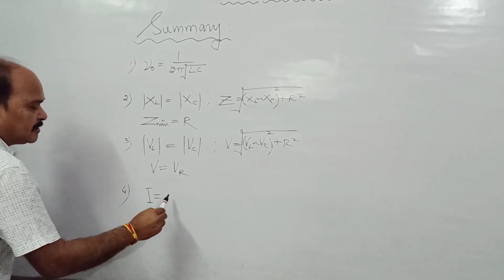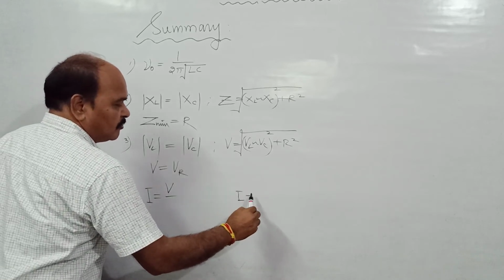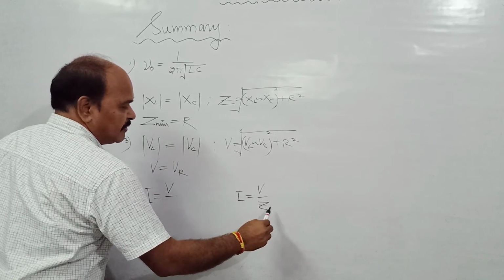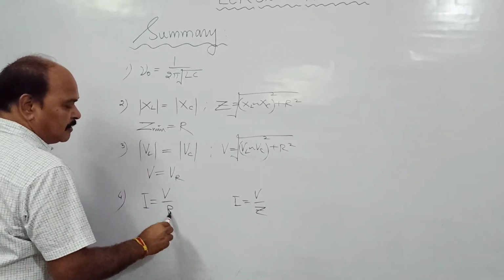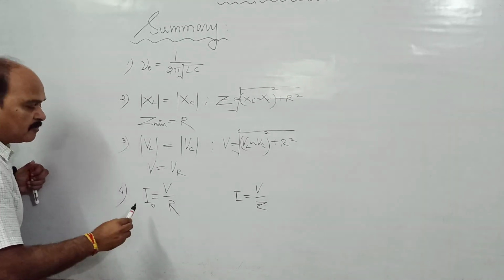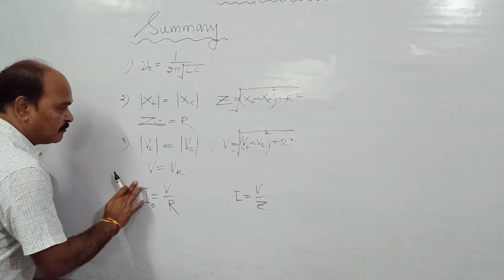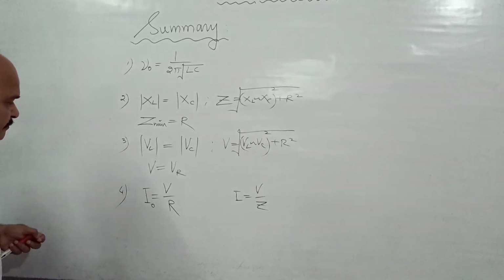Current in the circuit is in general V upon Z. And when Z is minimum, the minimum value of Z is R, and current in the circuit is maximum. So this is the value of current at resonance, which is maximum. This is the value of current in the circuit at resonance, and that is the maximum value of current.